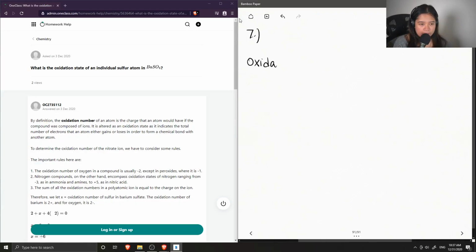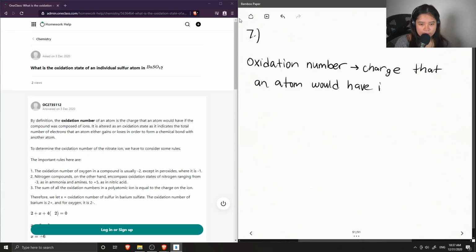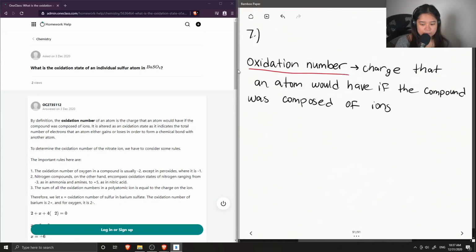Okay, so let's define what an oxidation number is. This is the charge that an atom would have if the compound was composed of ions. Okay, so let's look at barium sulfate.